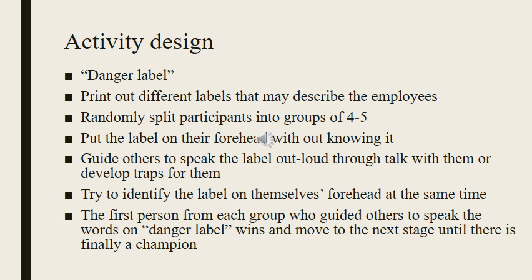Then, randomly split the participants into groups of 4 to 5. Put the labels on the forehead, so that everyone can see the label of others, but without knowing the one about themselves. Participants can win the game by either guiding others to speak the words on the label on the forehead out loud, by communicating with them, or through talking with others, developing traps for them.